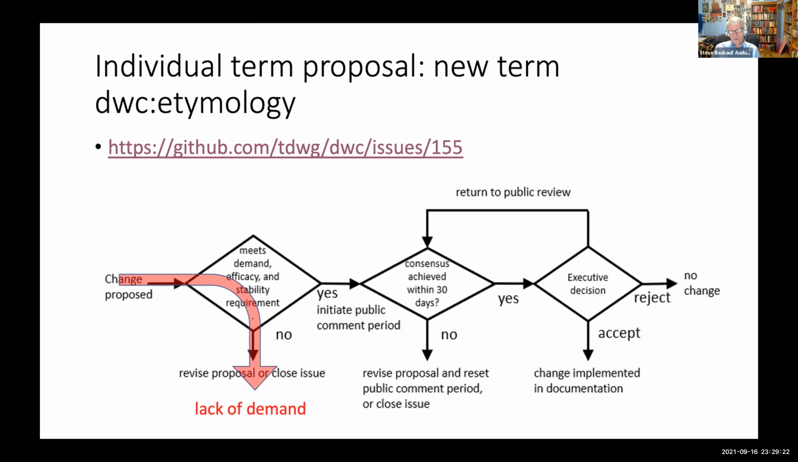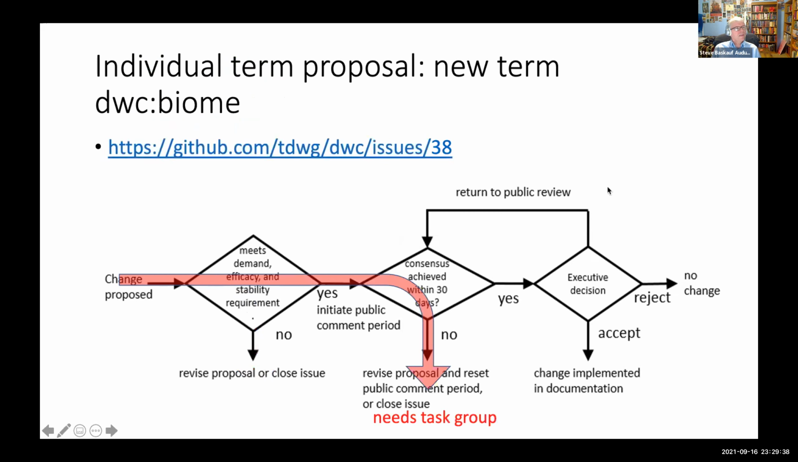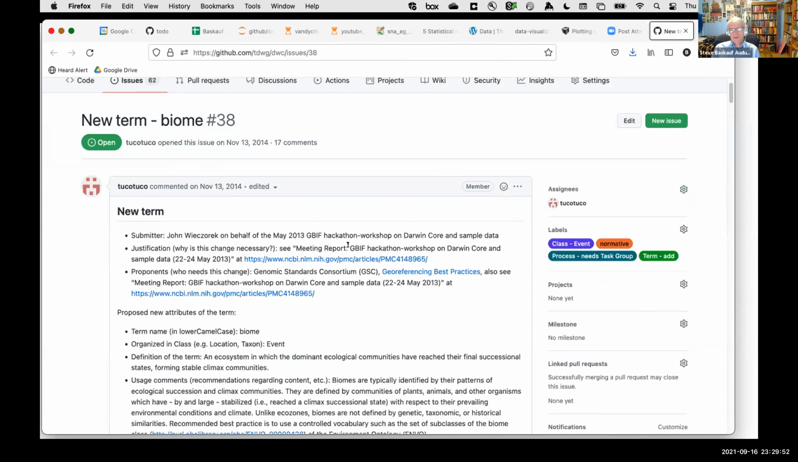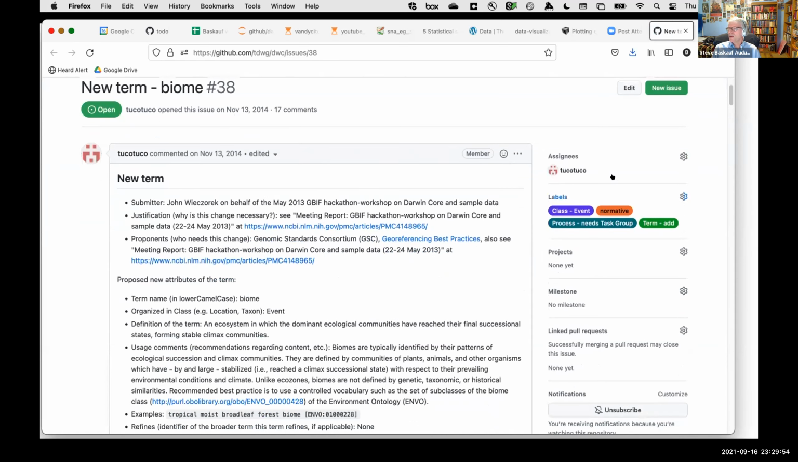So one of these was a proposed term, etymology, and this was a term that basically did not have enough people who supported it, and it died from lack of demand. Another example is the term biome, and that was one that passed the first bar. So these links lead to the term proposal pages.